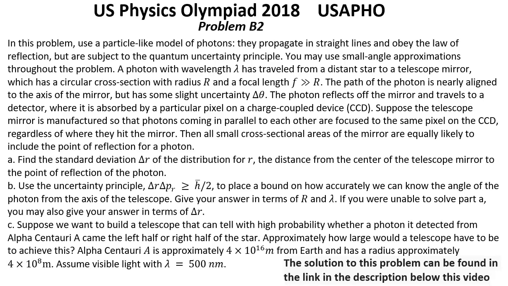A photon with a wavelength lambda has traveled from a distant star to a telescope mirror, which has a circular cross-section with radius big R and a focal length f much greater than R. The path of the photon is nearly aligned to the axis of the mirror, but has some slight uncertainty delta theta. The photon reflects off the mirror and travels to a detector where it is absorbed by a particular pixel on a charge-coupled device, CCD.